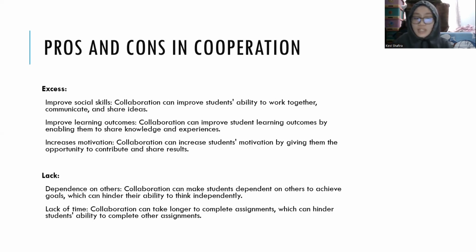The disadvantages are, first, dependence on others. Collaboration can make students dependent on others to achieve goals, which can hinder their ability to think independently. And the last is lack of time. Collaboration can take longer to complete assignments, which can hinder students' ability to complete other assignments.